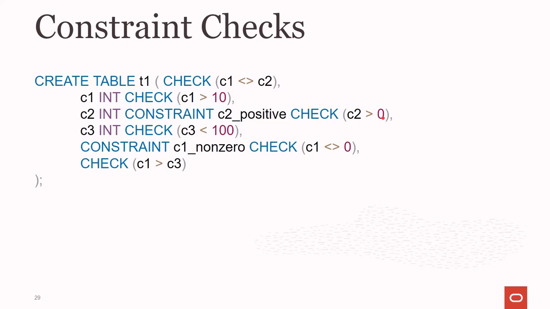Why am I pointing this out to you? Well, notice that I gave it a name. If you don't give it a name, it's going to say constraint check number 2 failed. Well, that doesn't help you right off the bat. But if you put in a constraint check name, it will come back and say constraint C2 underscore positive wasn't met. You know, oh, column C2 has to be greater than zero.